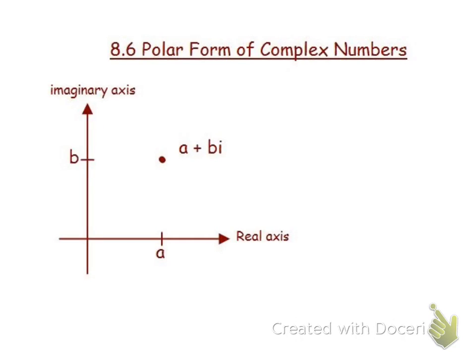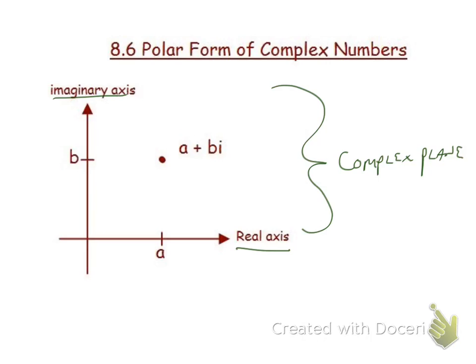Okay, so we're going to get into polar form of complex numbers. What you have known complex numbers in is the rectangular form, and you can graph these rectangular forms on a complex plane, which is what this is. The horizontal axis is the real axis, the vertical axis is the imaginary axis.